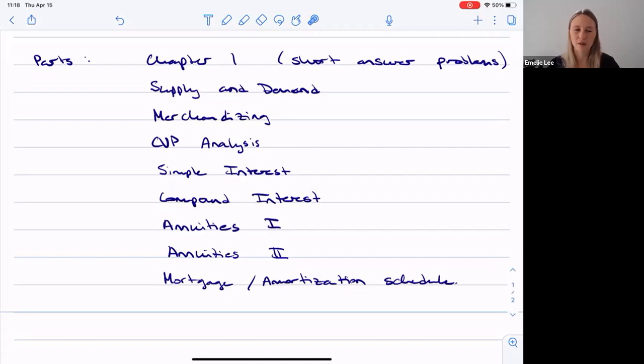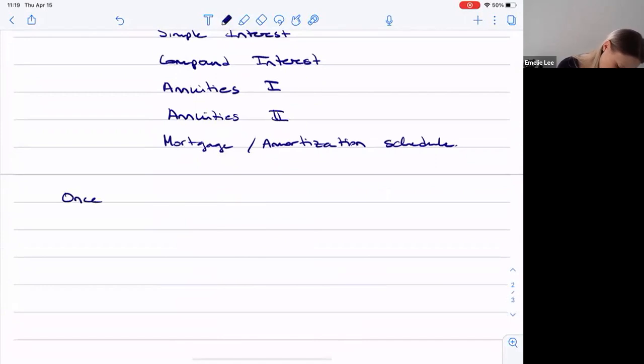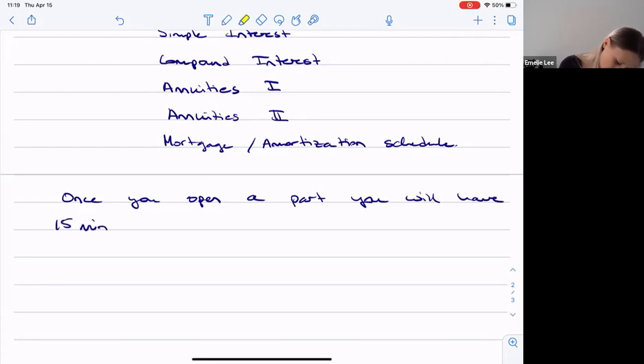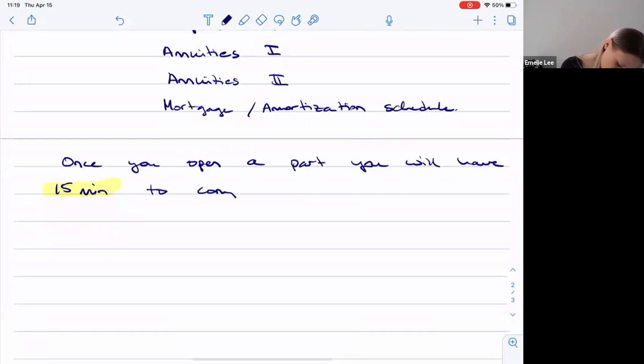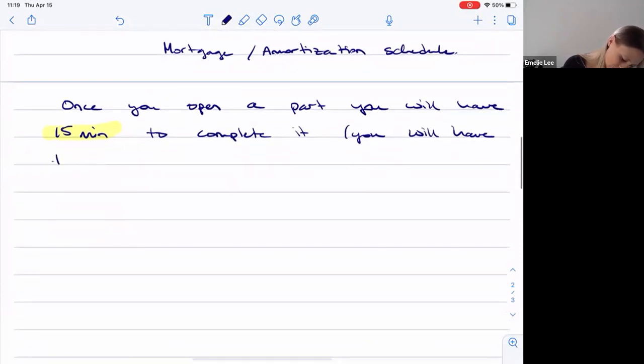It feels like it's not very much time, and you will have the check option, except for, I think, except for the chapter 1. I can't remember. And I'll clarify that on our Moodle page when I get it set up. So unless there's only multiple choice, then there's no check option. But so once you open a part, you will have 15 minutes. And I want to highlight that because that's different. 15 minutes to complete it. And you will have the check option.